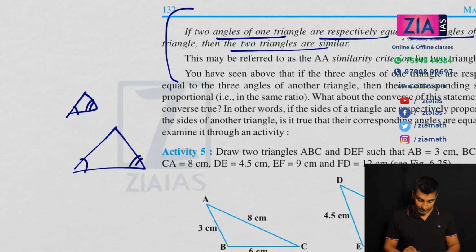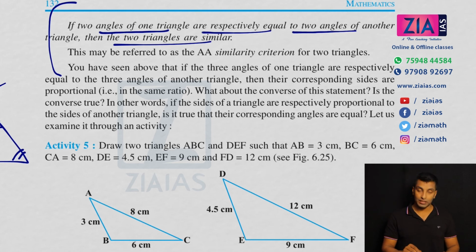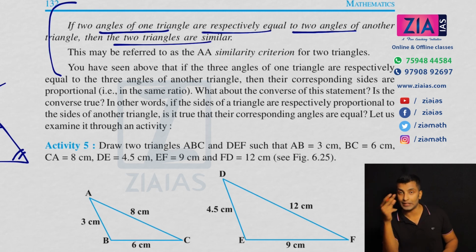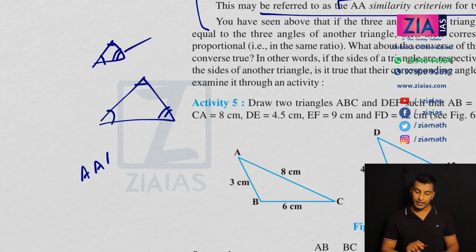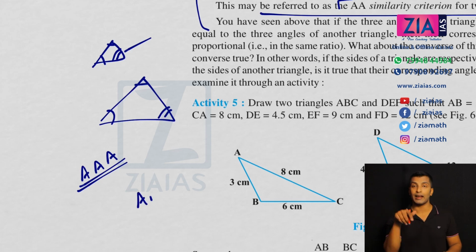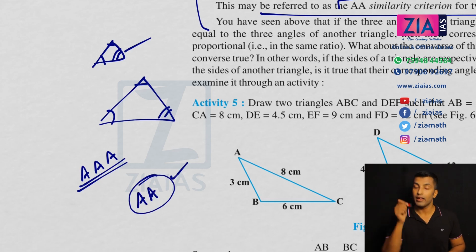This is one triangle, this is another triangle. This angle and this angle are equal, this angle and this angle are equal, then these two triangles are similar. Why? Because anyway the third angle will be equal. Now if all the three are equal, corresponding sides will definitely be in the same ratio. Okay, that's the assumption. So if two angles of one triangle are respectively equal to two angles of another triangle, these two triangles are similar. So this may be referred to as the AA similarity criterion for two triangles. Okay, so AAA means if you know three angles. Even if you know two angles, you just need to write AA criteria. I hope this is clear for all of you. Okay.